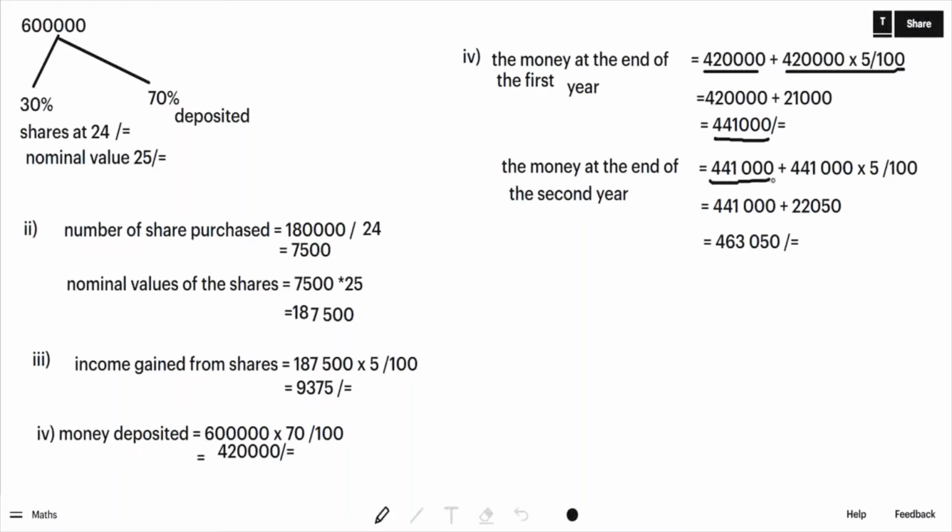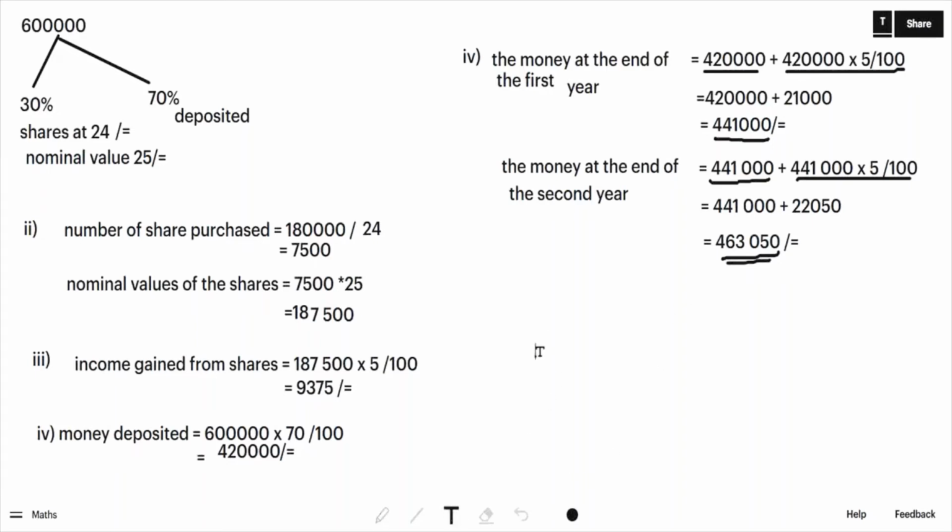Now we have 441,000 in the bank. There is no more 420,000 because the interest is added. Then for that amount of money, the bank will be paying 5% of interest. Then at the end of the second year, when we add the interest and the amount which is already there, we get 463,050. So if the bank pays 5% annual interest for 420,000, at the end of the second year, the money in the deposit will be 463,050.